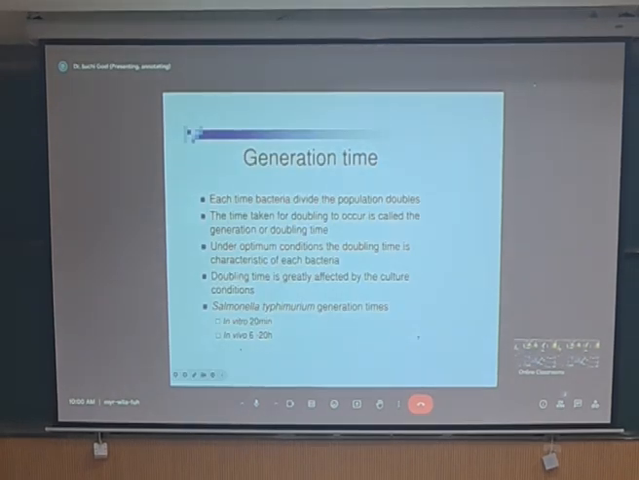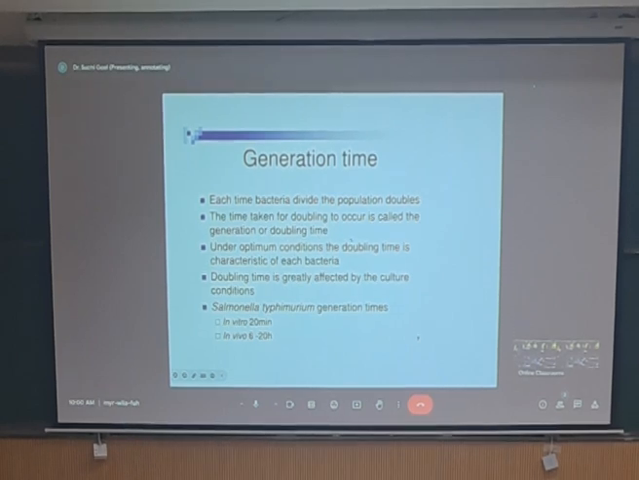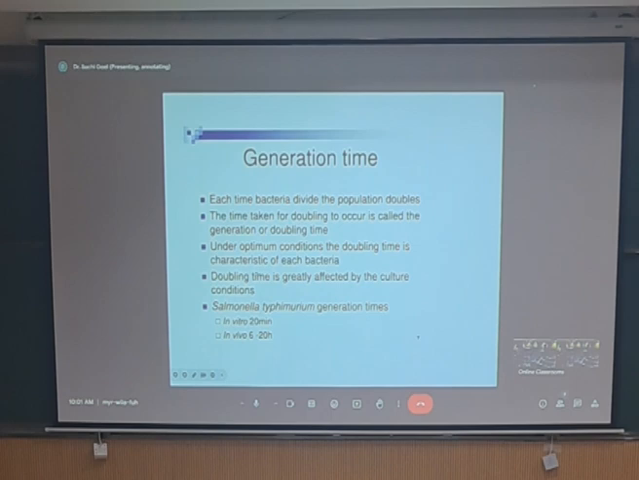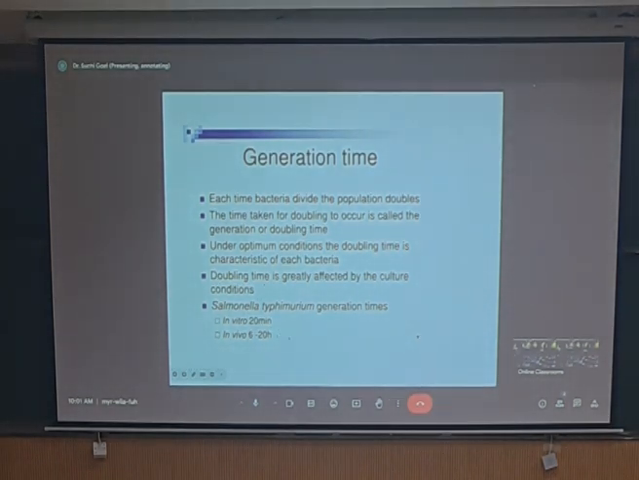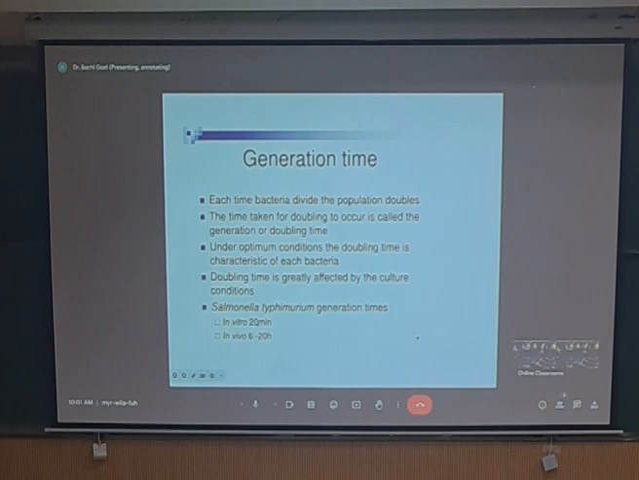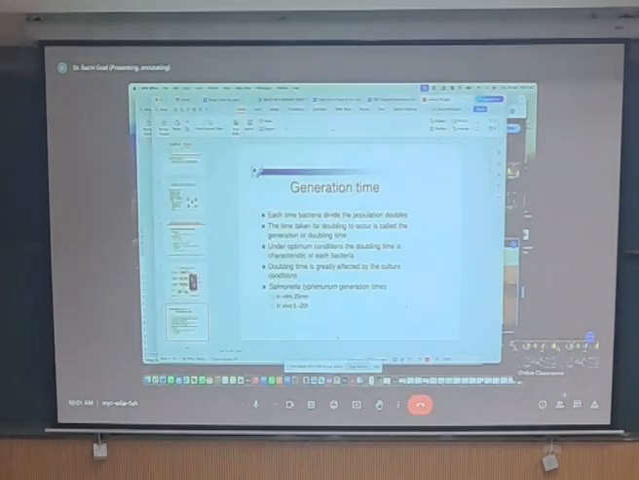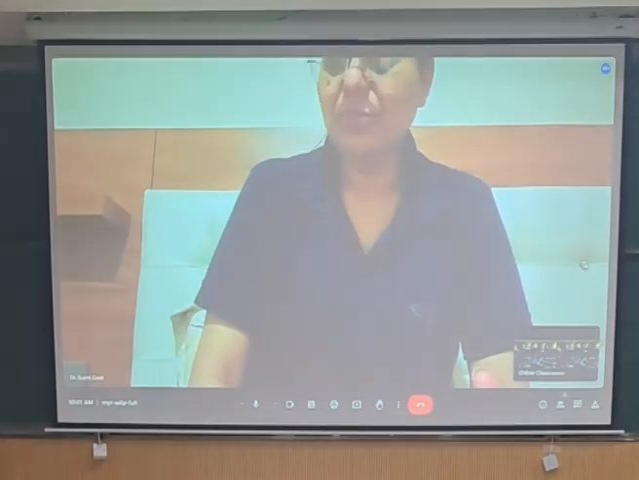Okay, so what is generation time? The time taken for doubling to occur is called the generation time. The time in which your one cell becomes two cells is known as your generation time. Under optimum conditions, the doubling time is very typical for each bacteria. And remember, this is greatly affected by your culture conditions. For example, Salmonella typhi can grow in the lab in 20 minutes, but in the body it may take 20 hours. Let me explain this to you a bit more.